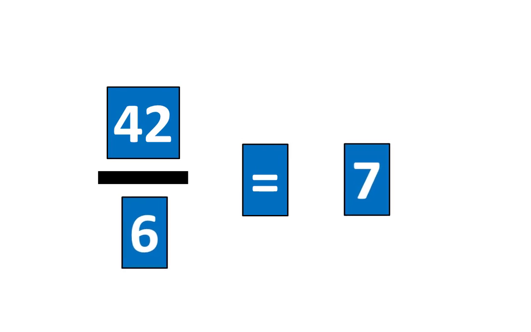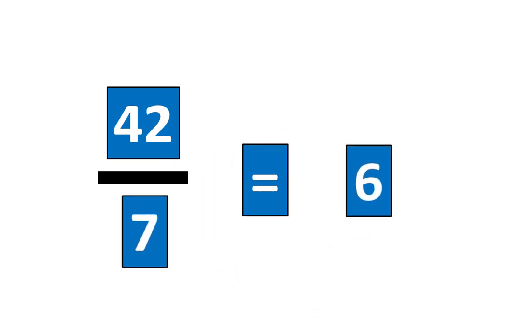We also know that 42 divided by 7 is equal to 6. Let's tap all the pieces to show that. 42 divided by 7 is equal to 6. That means the fraction 42 sevenths is equal to 6.